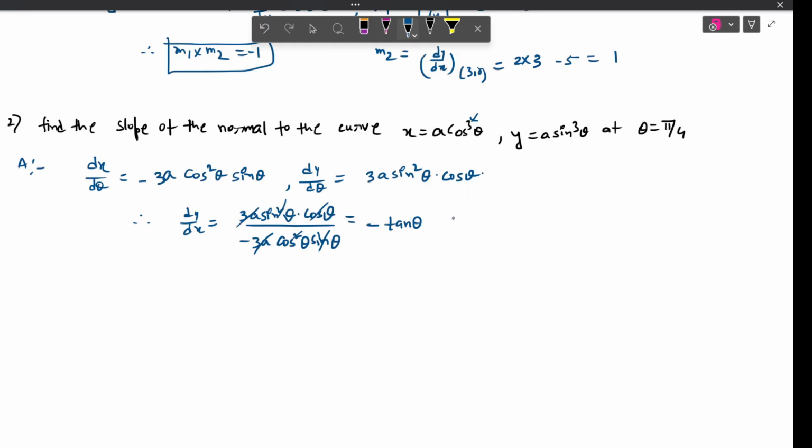So what is the slope of the normal? The slope of the normal is minus 1 by dy by dx, right? So minus 1 by minus tan theta, that is cot theta. And we have to find this cot theta at theta equals pi by 4. So the slope at theta equals pi by 4 would be cot pi by 4. Since tan pi by 4 is 1, cot pi by 4 would be 1. Okay.